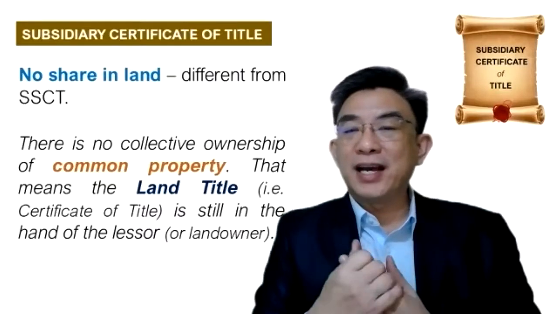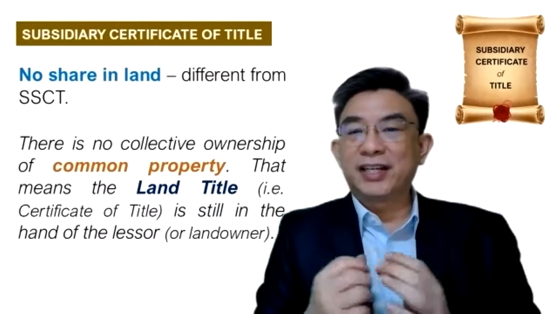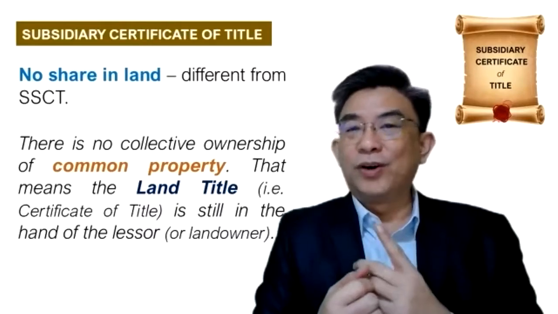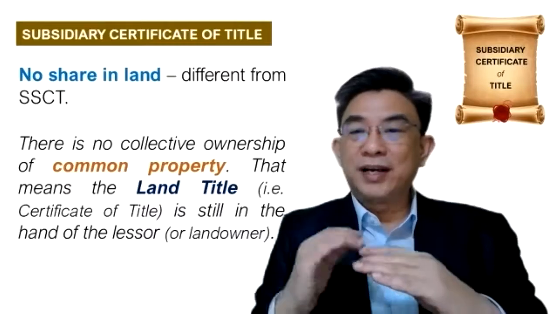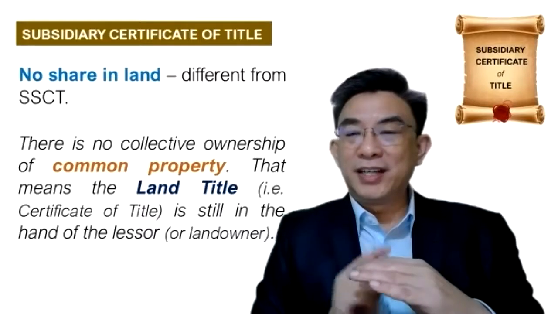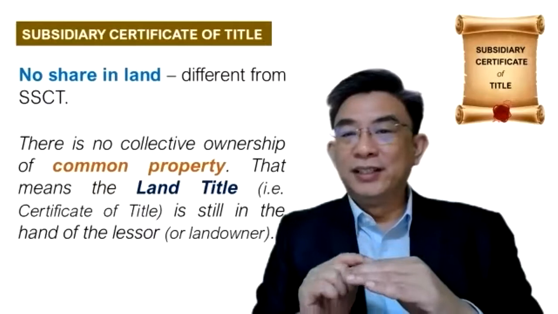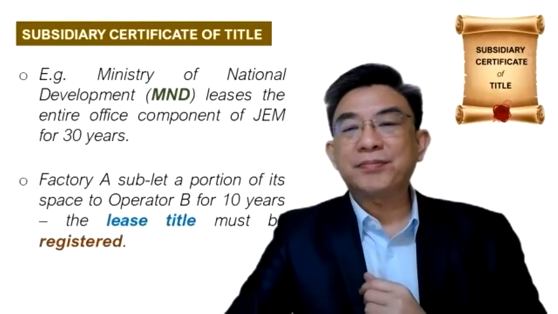That means the land title, that is the CT, certificate of title, is still in the hand of the lessor or the landowner. So in my earlier example of a coffee shop and then an apartment on top of the coffee shop, the land title is still in the hand of the coffee shop owner. So he's the landowner. The upstairs only owns the airspace.